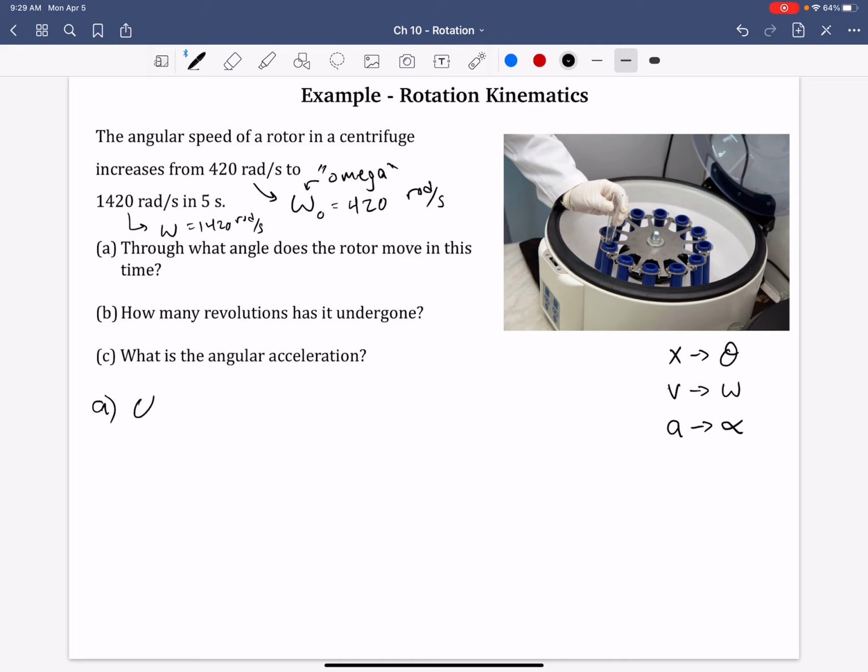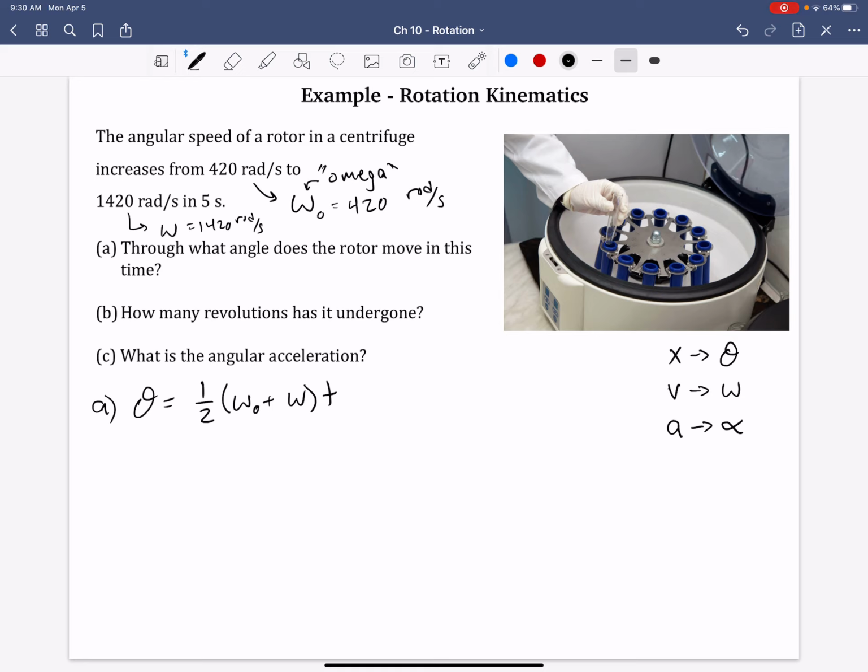So knowing that, we want to find the total angle that this centrifuge spins in 5 seconds. So we don't yet know the value for the angular acceleration. We know a time. We know both initial and final angular speeds. So if you think back to chapter 2, which of those 4 or 5 major kinematic equations that we used? If you look back, you should see this equation.